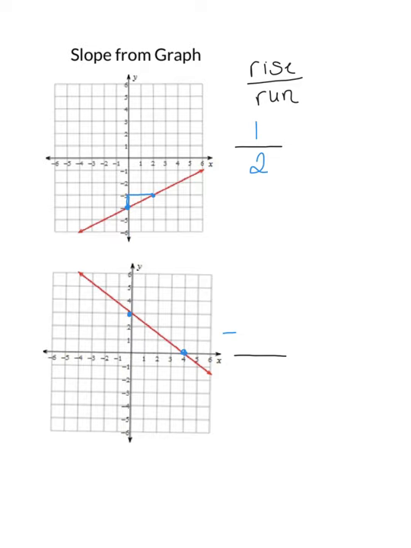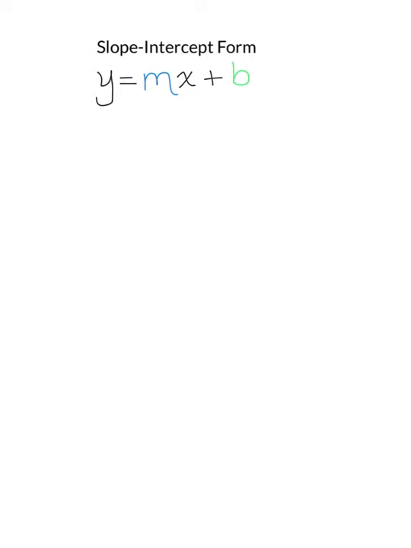So again, I'm going to do my rise over my run. I like to start at the point that's closest to the bottom of the graph. So I'm going to go up, up, up, up, up, 3 and over 4. So my slope would be negative 3 over 4. Now, if I had to simplify these, I would. And that's it. Next, we're going to look at slope-intercept form, which is y equals mx plus b.